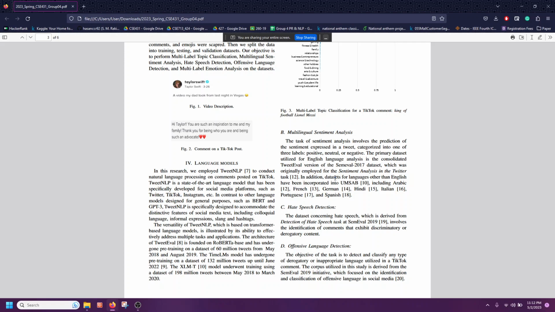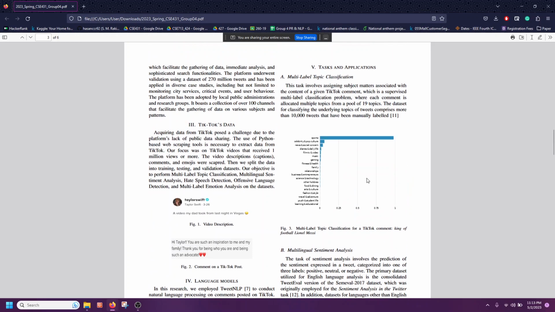The architecture of TweetEval is based on RoBERTa-base and has undergone pre-training on a dataset of 60 million tweets from May 2018 to August 2019. The TimeLMs model has undergone pre-training on a dataset of 132 million tweets up until June 2022. Now, I'm going to talk about tasks and the applications.